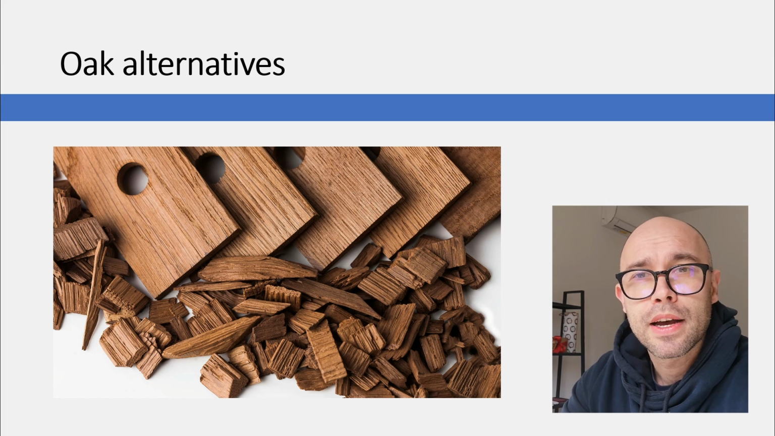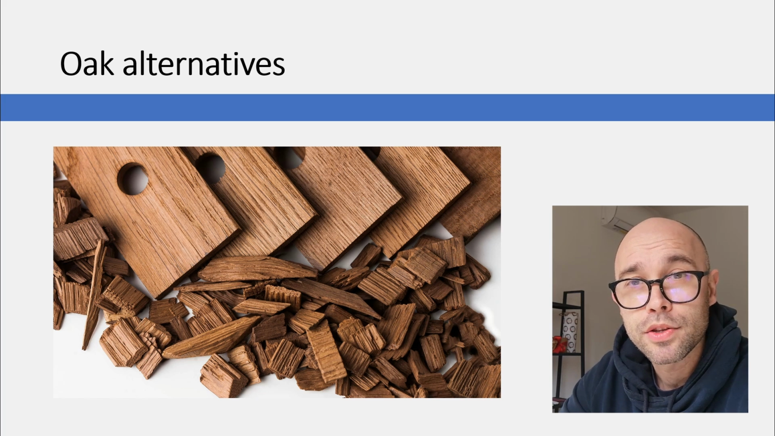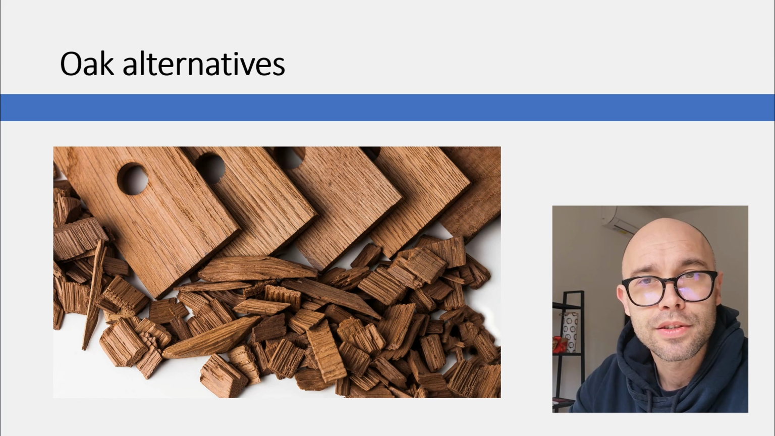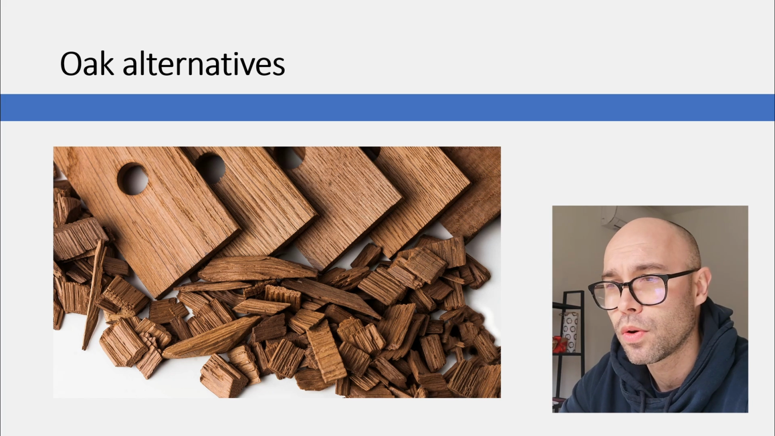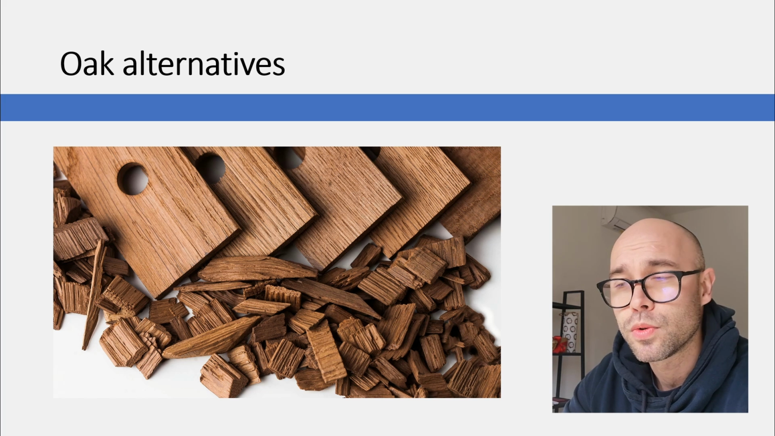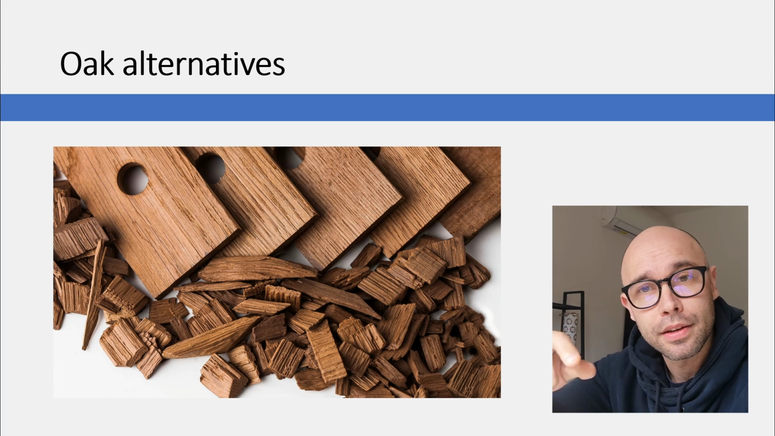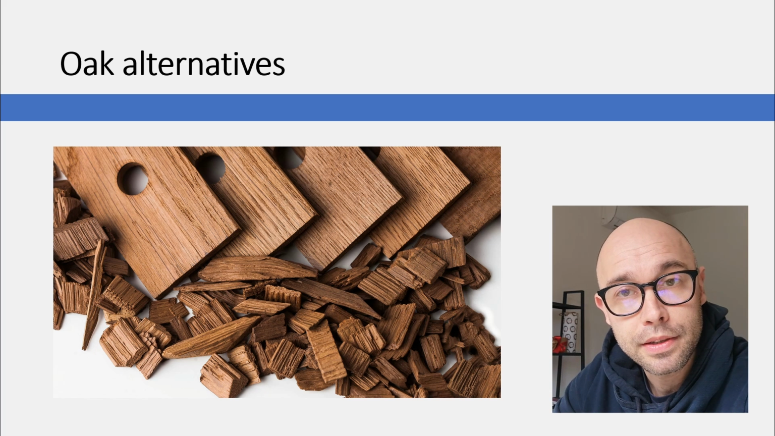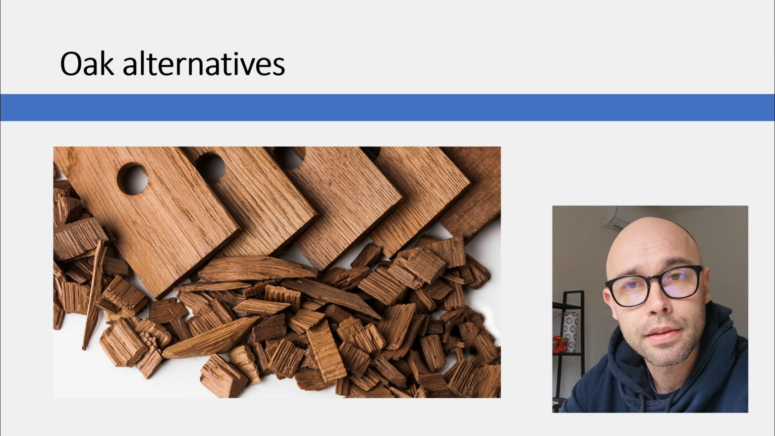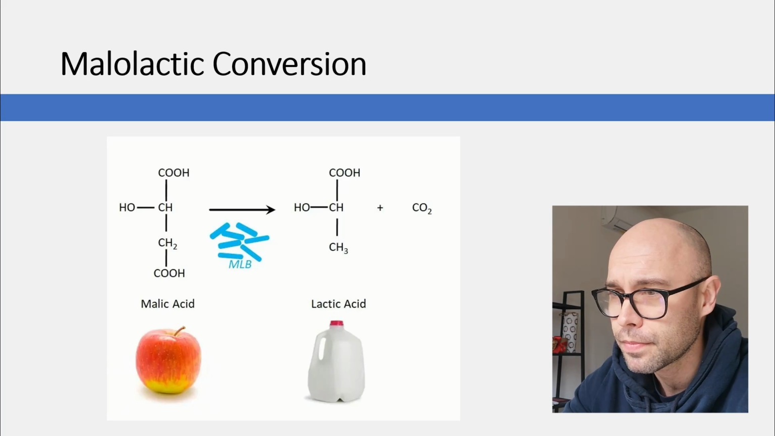Oak alternatives are a cheaper way for cheaper wines to get these oak flavors. There are many options for this. You can use dust, chips, or oak staves that can basically just be added to the inert vessels, and they will give a flavor of oak to the wine.